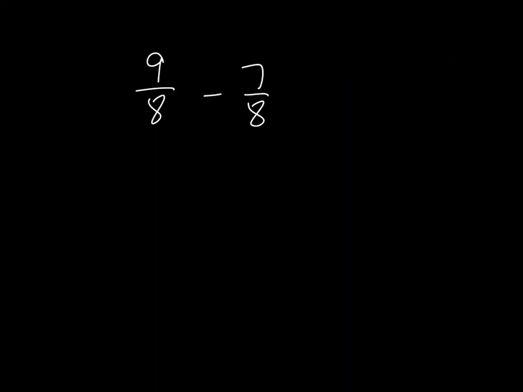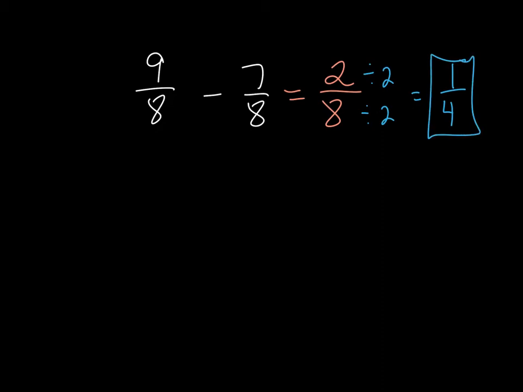Okay, next example. We have a common denominator of 8. So numerators 9 minus 7 equals 2. Keep the common denominator of 8. And then we do have a common factor again of 2. 2 divided by 2 is 1. And 8 divided by 2 is 4. So that would be 1 over 4.